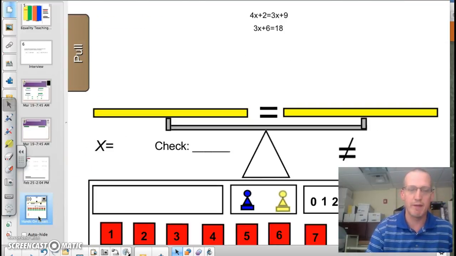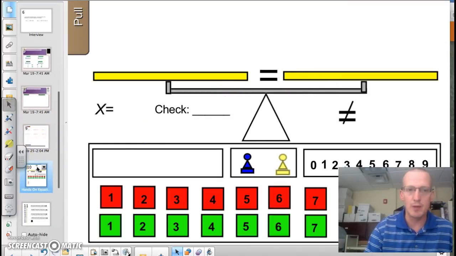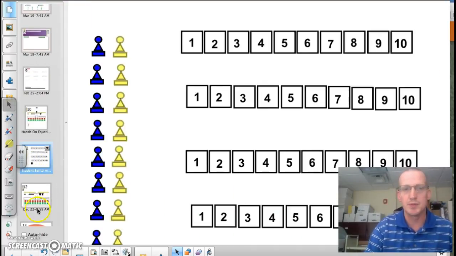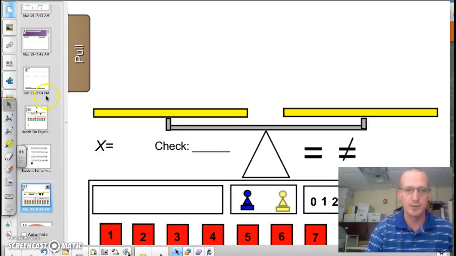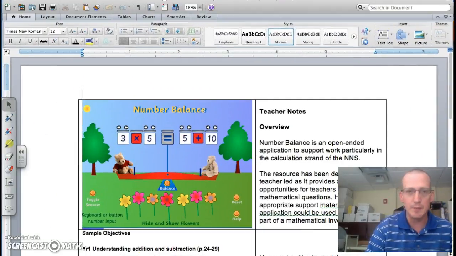And then one of my favorite pieces is this whole hands-on equations. If you've ever taught with hands-on equations, you can use this as a resource. It's kind of nice to start looking at it. And I will have a link on the website about hands-on equations and how to use that. But here are some tools that the kids can use for hands-on equations. Let's see, some of the other resources that we have that you can pull up are number balance.